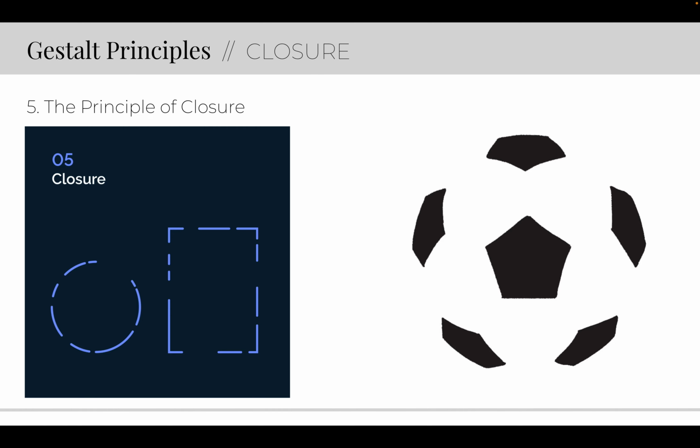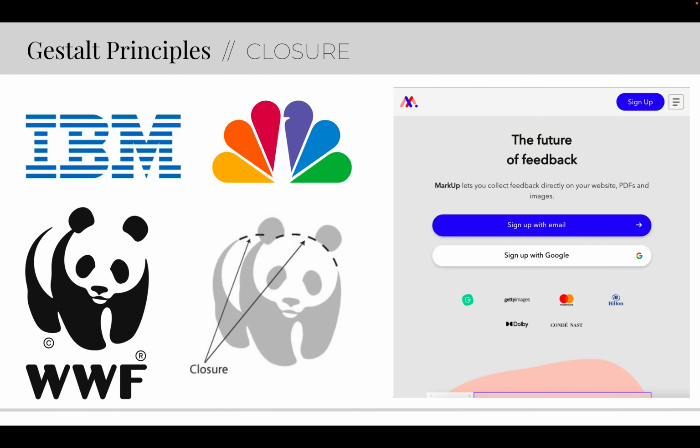The principle of closure states that even if an image is missing parts, your brain will fill in the blanks and perceive the complete picture. For example, we can still see the circle and rectangle. We still understand that this is a soccer ball, even though the lines are not there. Some of the most recognizable logos apply this principle. It's also a common feature in web design.